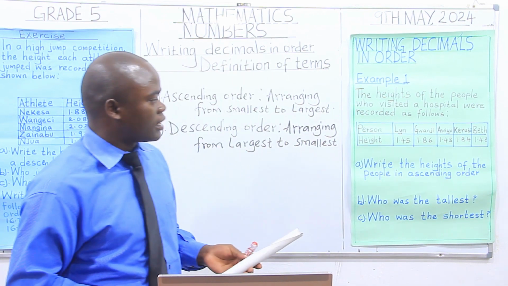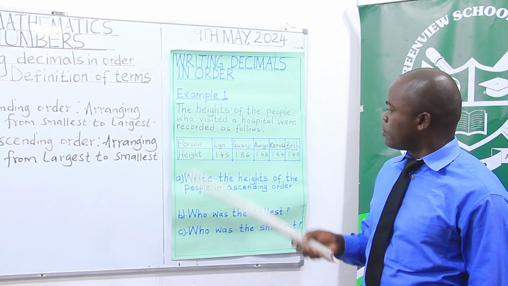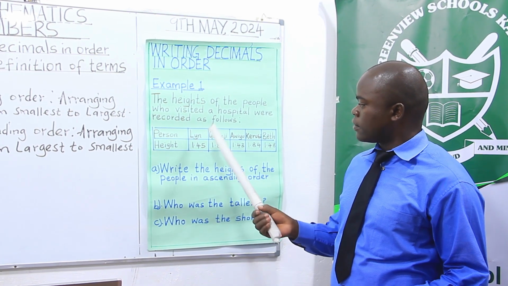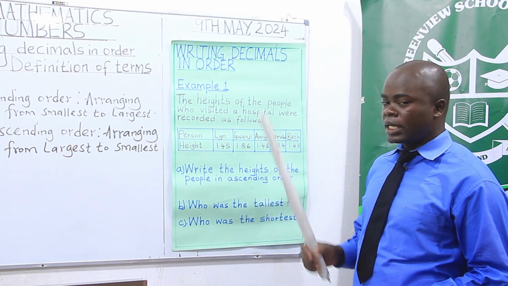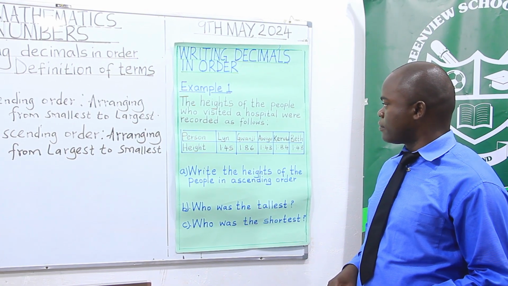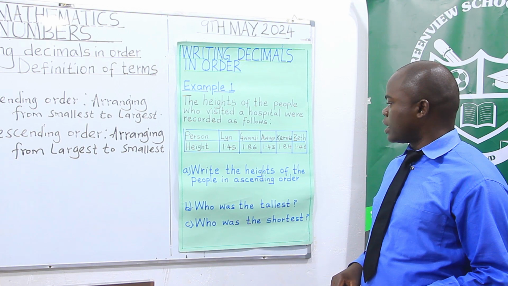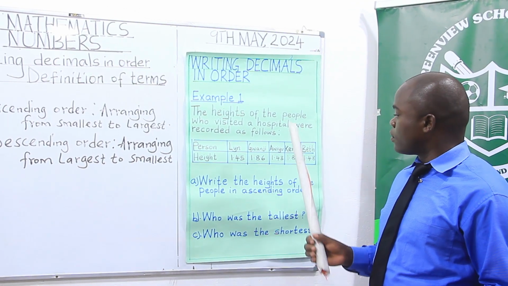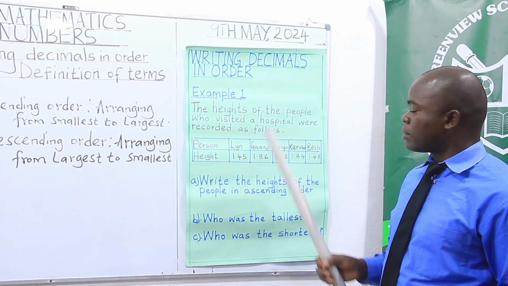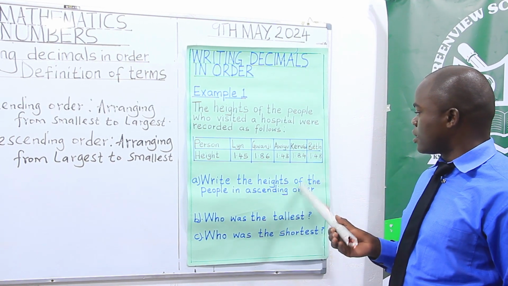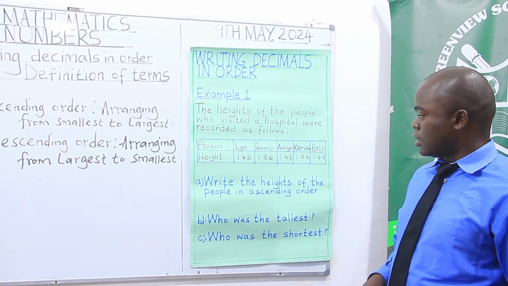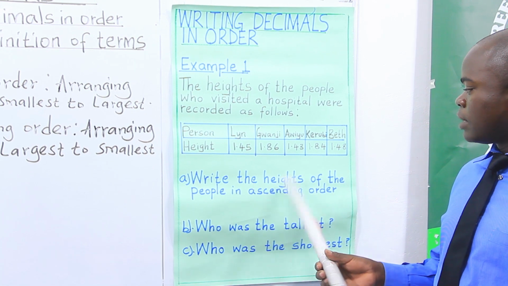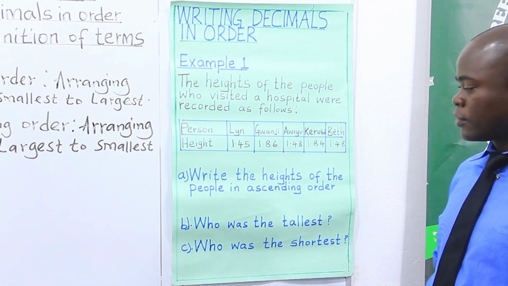You can read together. The heights of the people who visited a hospital were recorded as follows. We have person and height. The first person being Lin, 1.45, Gwanji, 1.86, Awiyo, 1.43. We have Kerubi, 1.84. Beth, 1.48. Then you are asked the first question. Write the heights of the people in ascending order.